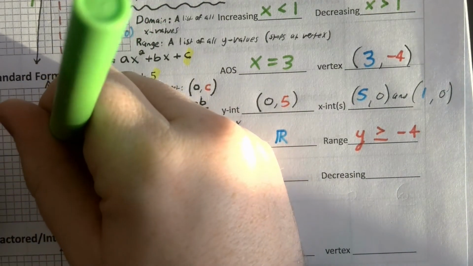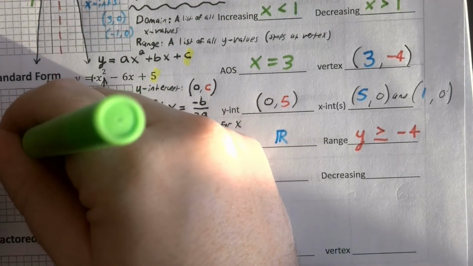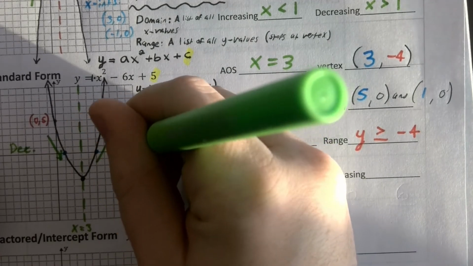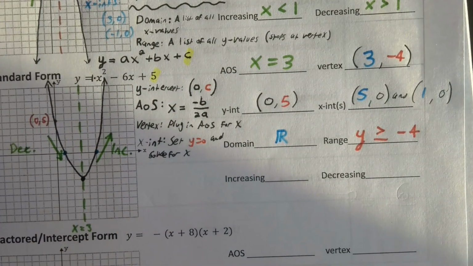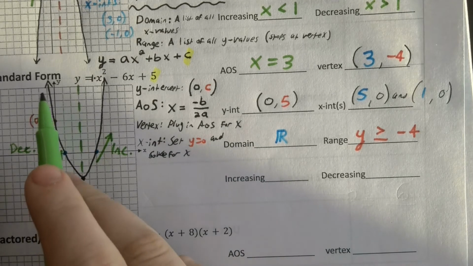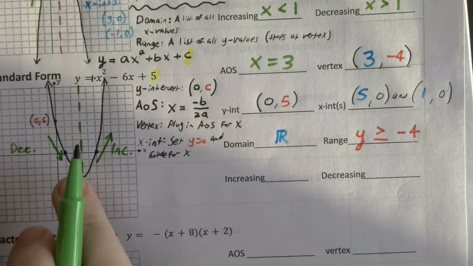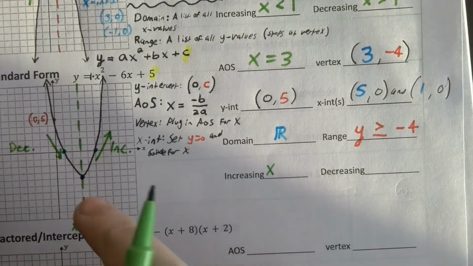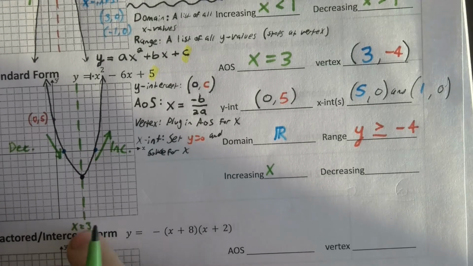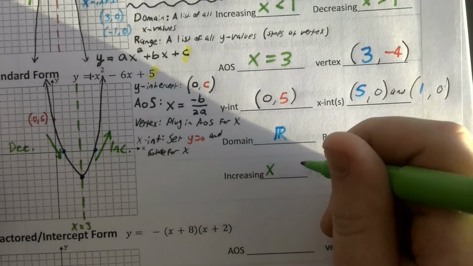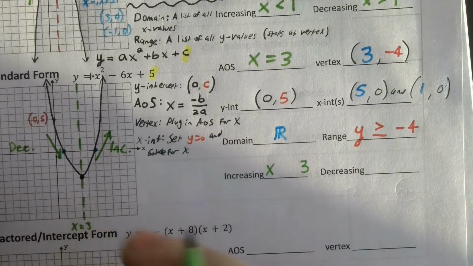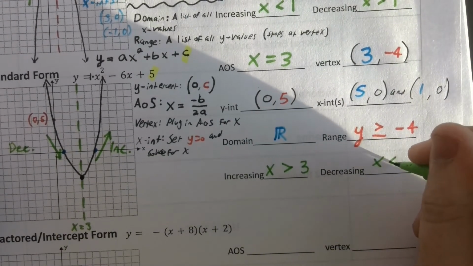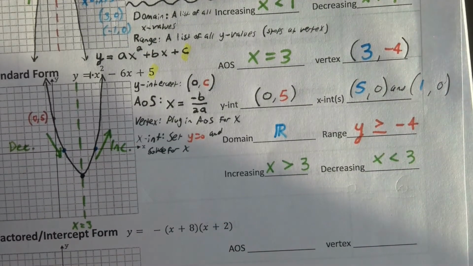As we go from left to right, we see that we start off by decreasing and end up increasing. So we say that we're actually decreasing up until our vertex and increasing afterwards. So we're increasing after our vertex or after the axis of symmetry. The axis of symmetry is at 3. So we say that we're increasing when x is greater than 3 and decreasing when x is less than 3. Very nice.